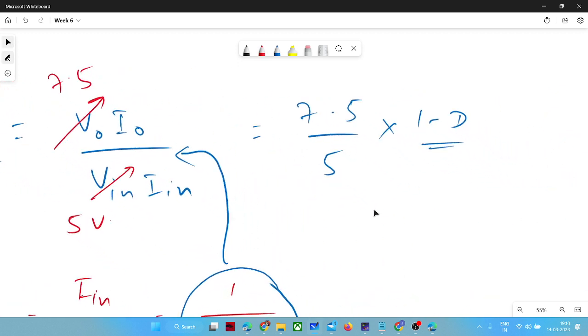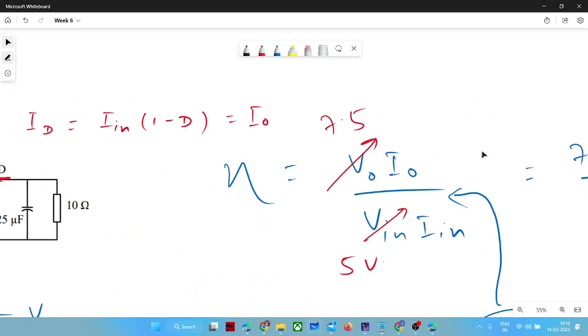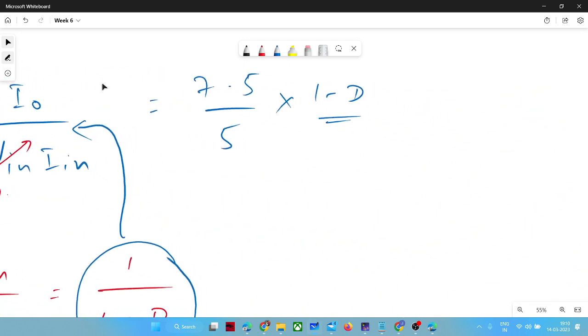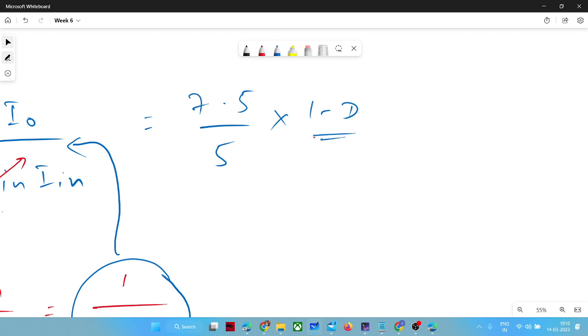Okay. So 1 minus D, D was 0.4, I guess. So 1 minus D is 0.6, 2.5, 5, 1 point. Efficiency will be 90%. Okay. Any doubt in this?